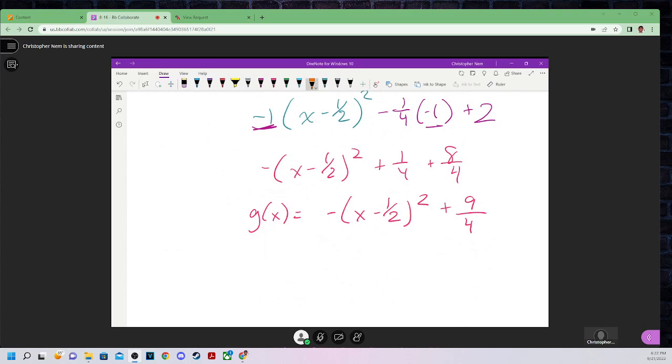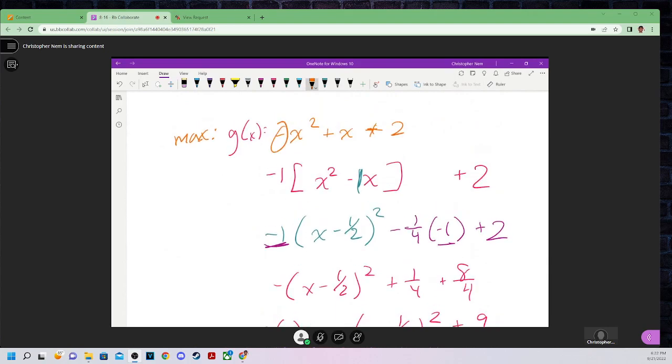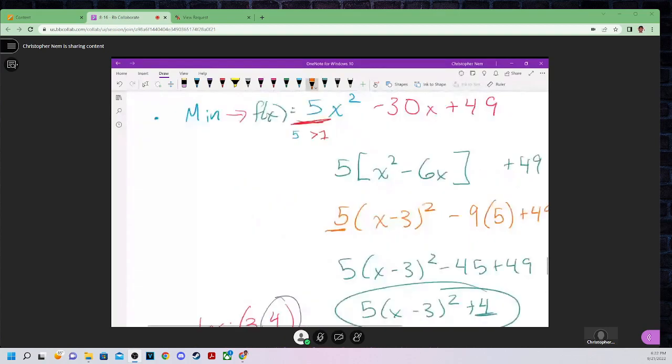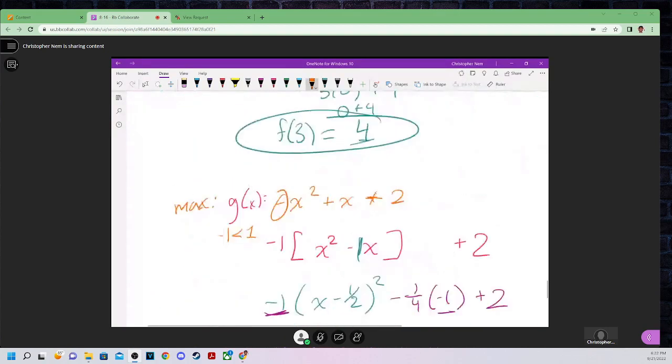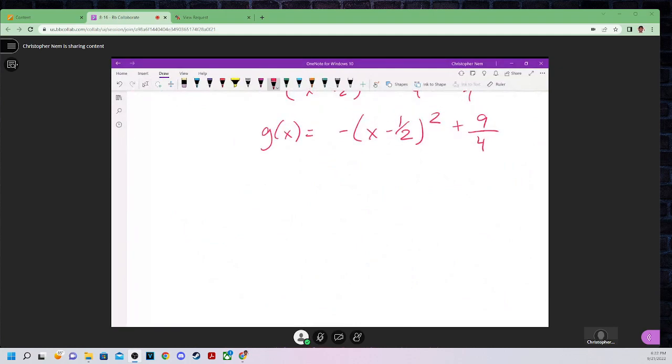In terms of vertex or maximum or minimum, this case is a maximum because there's a negative here. This negative 1 is smaller than 1. Boom, by our little rule up here that we've stated. So what this means is that our maximum is located at 1/2 comma 9/4, which is the vertex as well. So the max is 9/4, and this is the vertex.